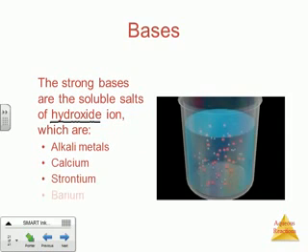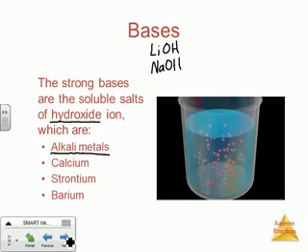Okay. So the alkali metals are strong bases. Every single one of the alkali metals combined with hydroxide is going to be a strong base. So that's like lithium hydroxide, sodium hydroxide, potassium hydroxide. Any of the alkali metals combined with hydroxide, those are going to be strong bases. Okay, and then some of the alkaline earth metals are too: calcium, strontium, barium. Those are the ones that are a little bit further down on the periodic table.